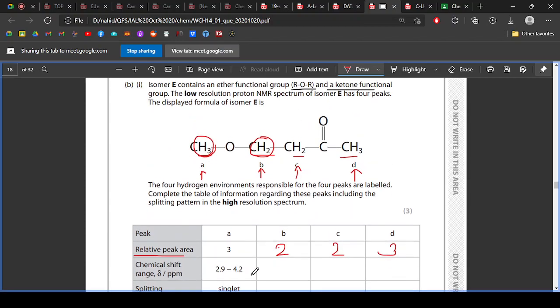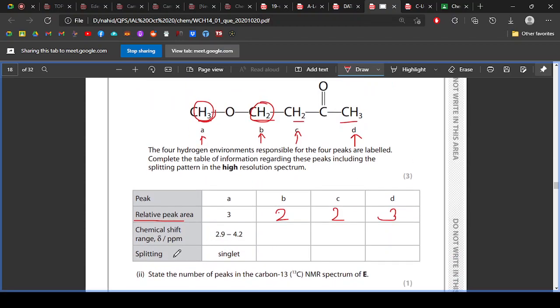And then chemical shift. Let's look at this later because I have to go to the data booklet. Before looking at the chemical shift, tell me the splitting pattern. They told you for A it's a singlet. What about B? What will be the splitting pattern? This was singlet. What will this be? Look at environment B, and then look at their surroundings. That will help you.